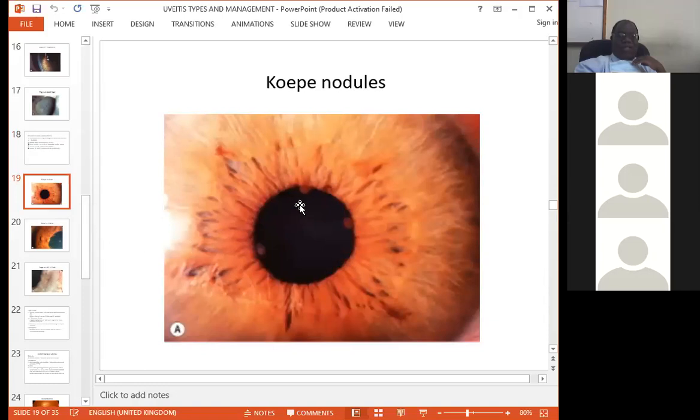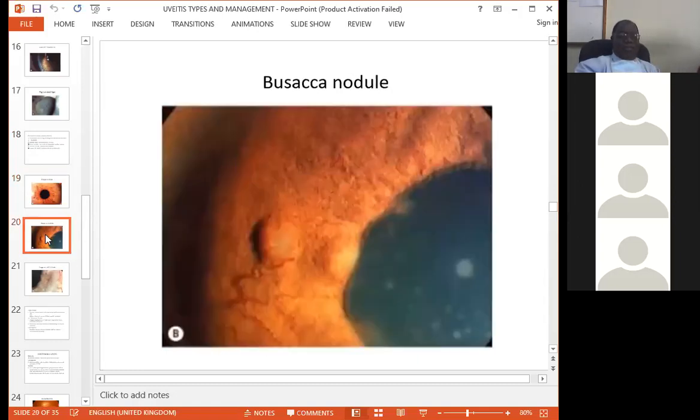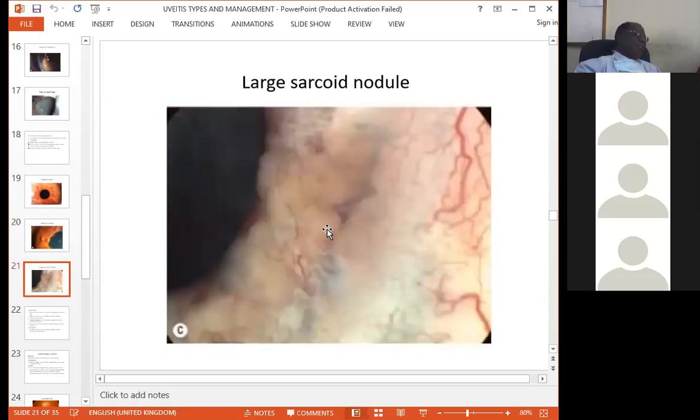Koeppe nodules, you can see this one here and this one at the border of the iris. One, two, three. These are Koeppe nodules. These you can see are slightly bigger, but they're also there. Like this one there. This is a large sarcoid nodule at the edge of the iris.